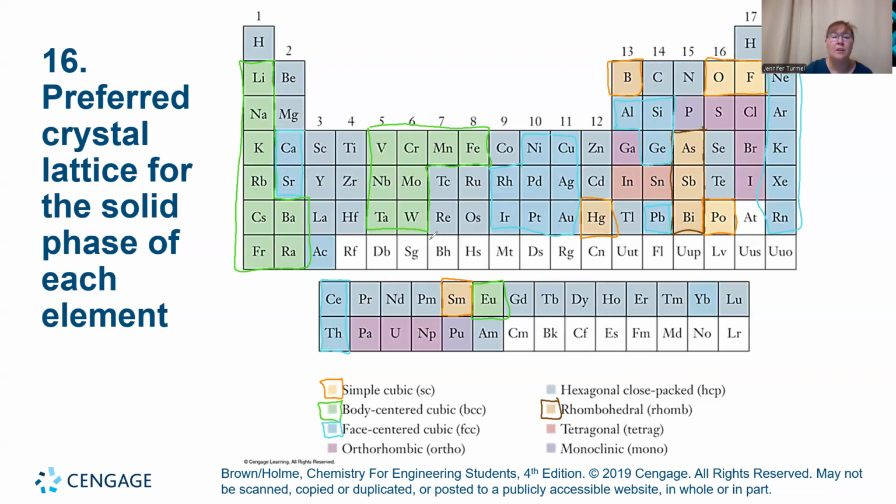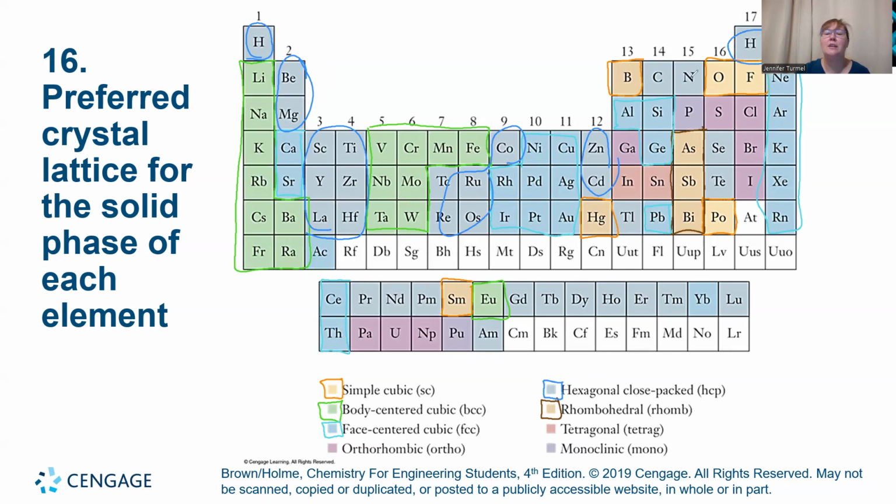I guess the other one that's very common in here, let's look at the hexagonal closest packing, and you can see a ton of them that are hexagonal. You've got your hydrogen up here and your beryllium and magnesium, and then you have this block here, starting with scandium in your transition elements, and then here. You'll also see zinc and cadmium, lots in your transition elements.